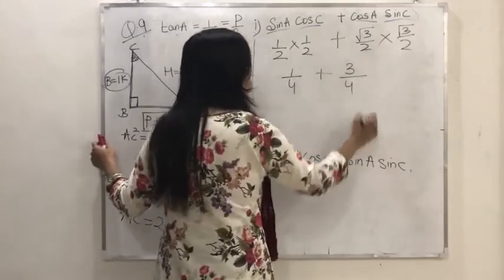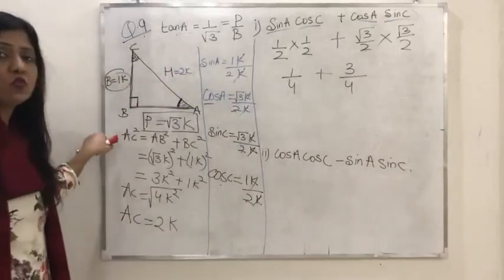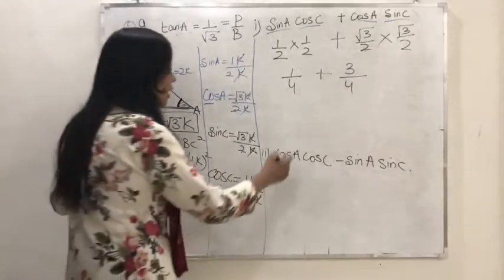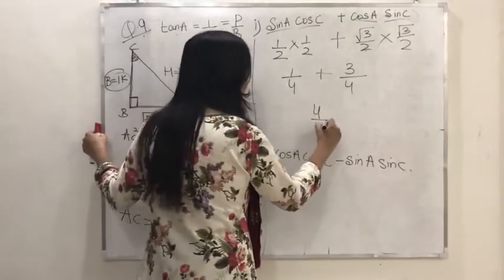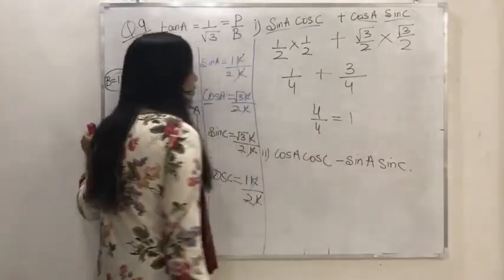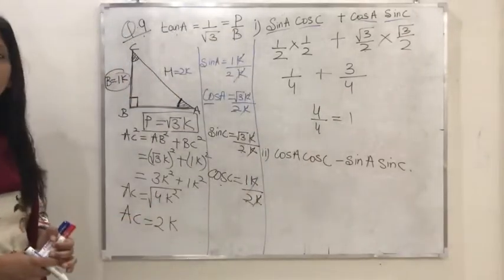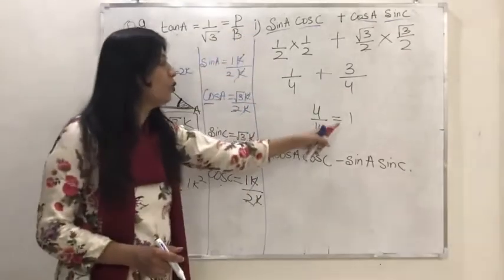Multiplied by 2 is 4. So what is 1 by 4 plus 3 by 4? It will be 4 upon 4, and that is equal to 1. So the value for the first part is 1.